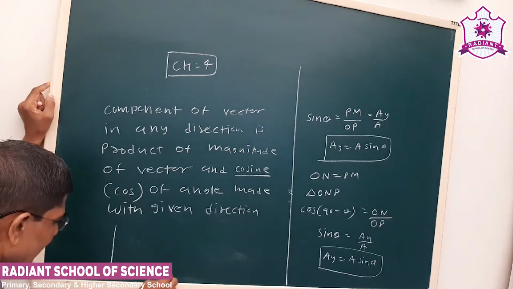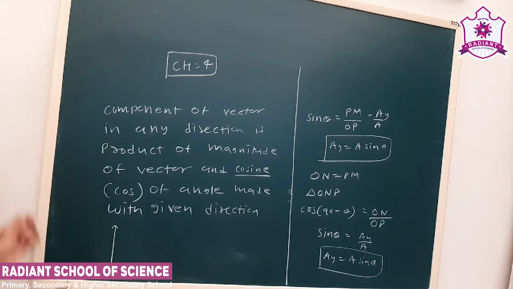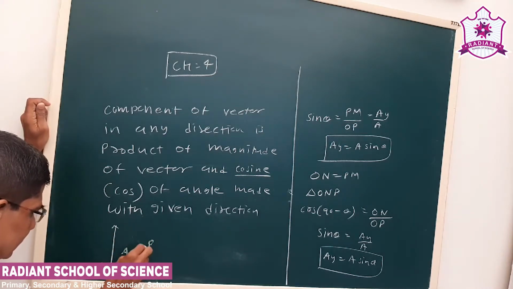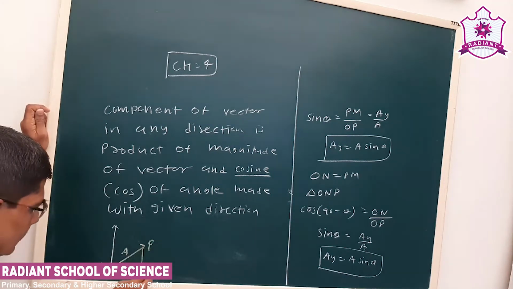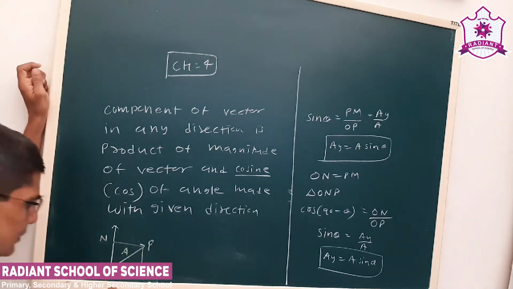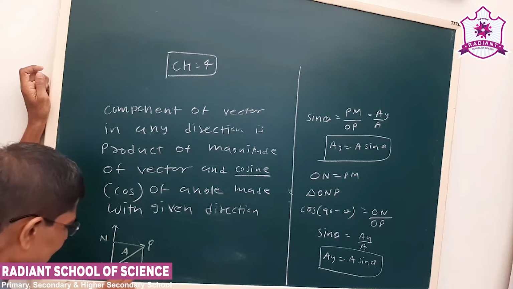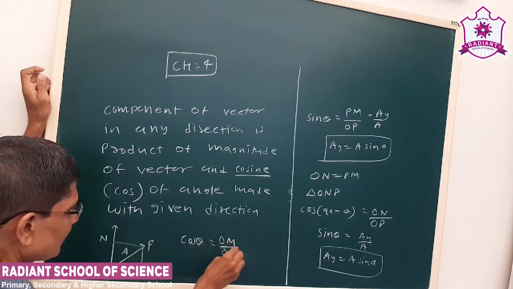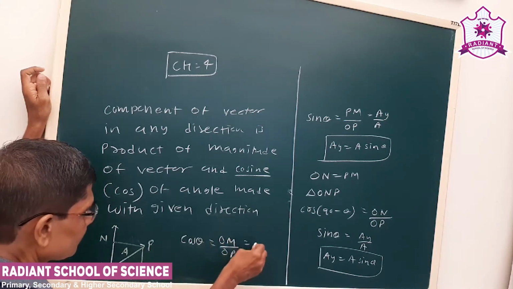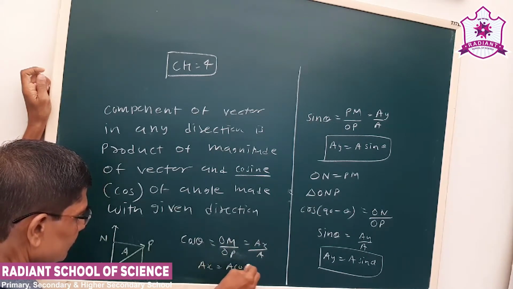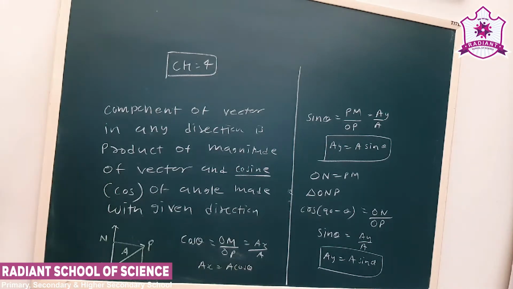See, recall our diagram again. This is OP, vector A, and the angle is theta here. Suppose I want AX. So what is the angle with the x-axis? It is theta. So cos theta is OM upon OP. OM is nothing but the x component of it. Now, how is this valid for the y component also?